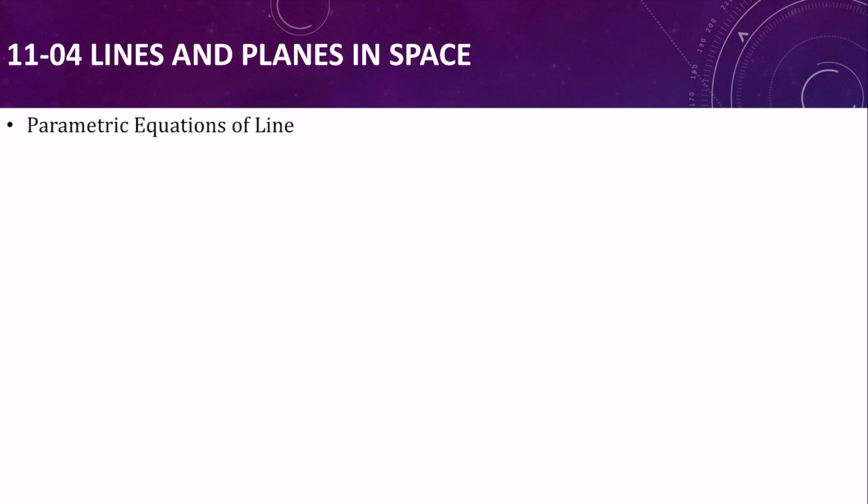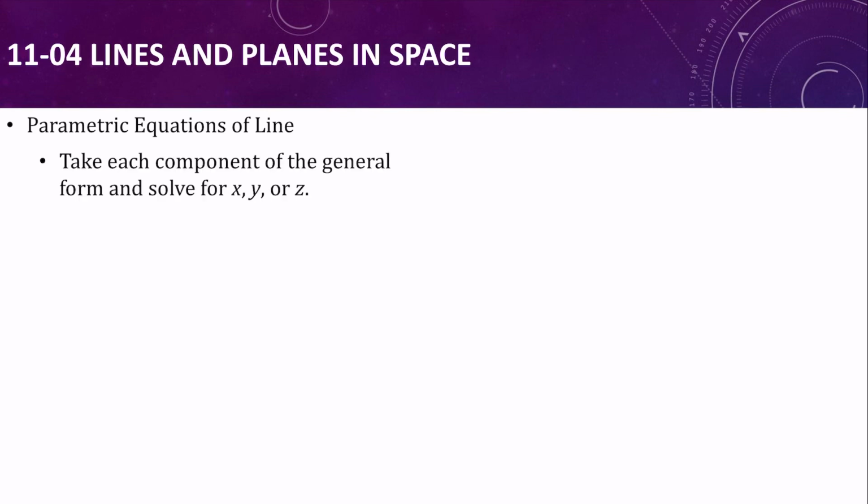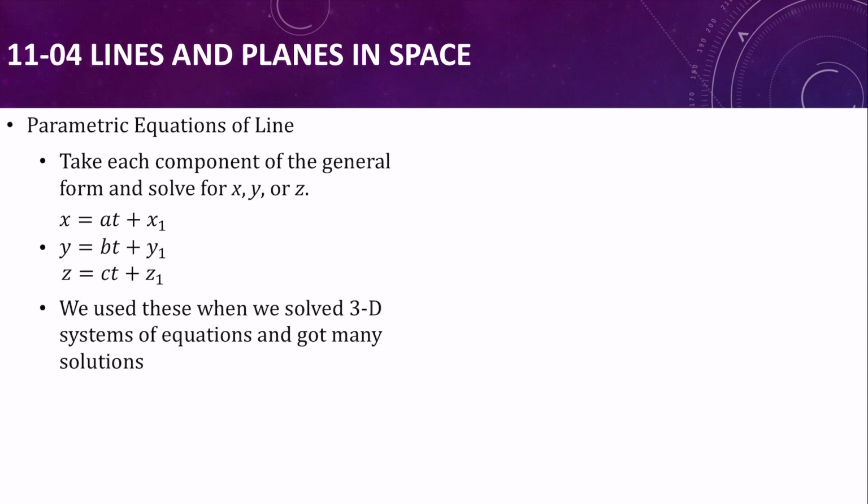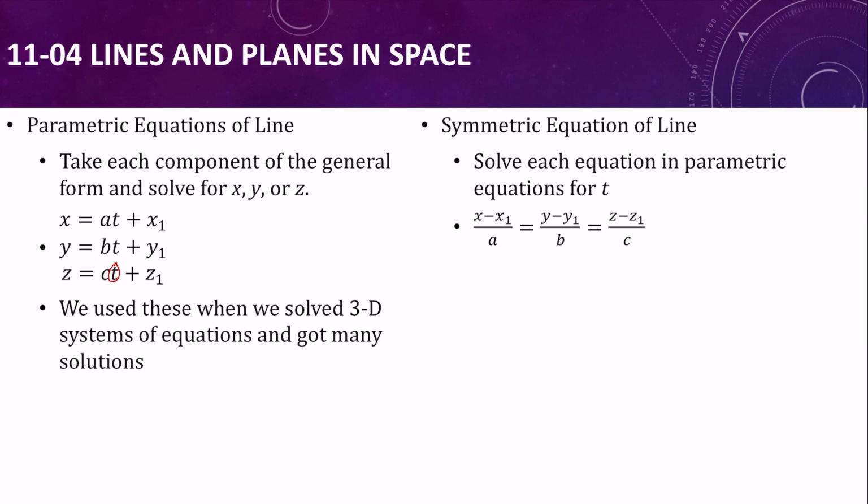We can take that general form and change it into what's called the parametric equations of a line. Just take each component, the x component, the y component, and the z component, and solve them for x, y, and z, and you end up with that. This is what we used when we did 3D systems of equations that had many solutions. Remember, we said, let z equal a, and in this case, we'll let z equal t, and it works out. Or we can solve them all for t and get the symmetric equations of a line, where they're all equal to each other because they're all equal to t. The most commonly used one is the parametric equations of a line.